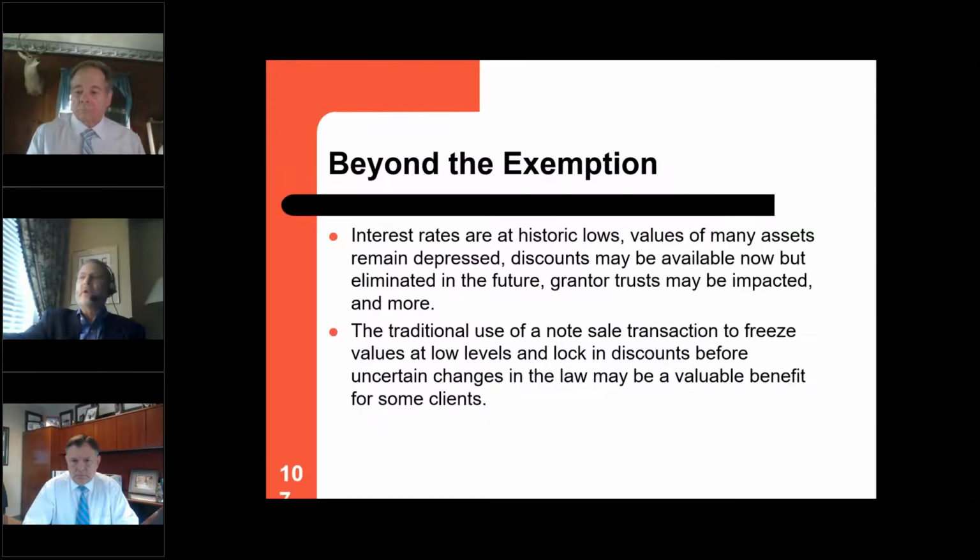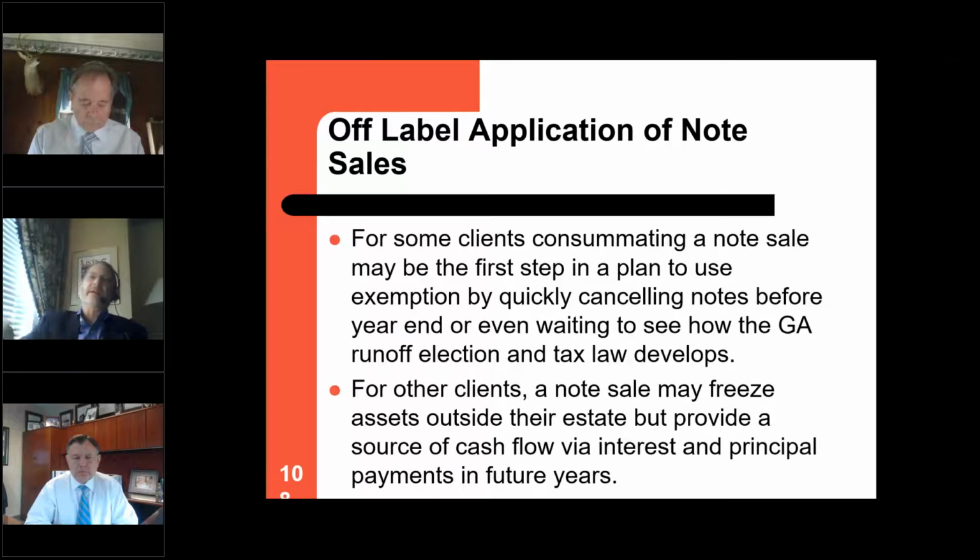I'm seeing clients use note sale transactions to lock in current values of depressed businesses. Some businesses' values have stayed the course. Some have even increased because they're benefiting from COVID. Many businesses are still at depressed values, even though the stock market has gone to record heights. We still have clients with low valued assets. So it's a great opportune time to lock in a low value, to lock in discounts, to lock in a note with the current low interest rate. Clients can thereby shift much larger values than the exemption amounts to trust. There's a lot of interesting applications and techniques of note sales.